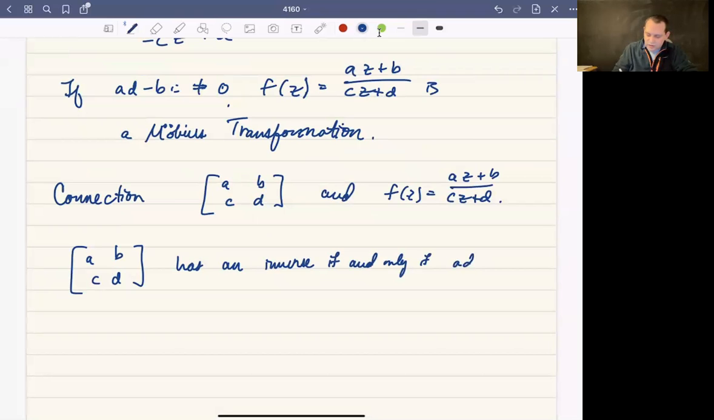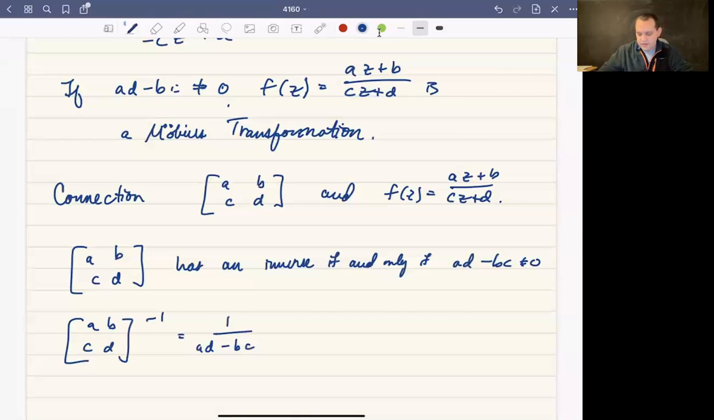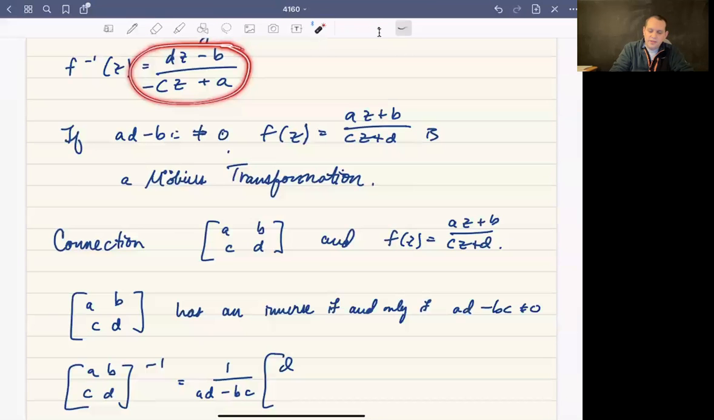And moreover, the inverse is given by 1 over the determinant of A. In this case, the determinant is ad minus bc, and since it's non-zero, we can divide by it. What you do is you switch the roles of a and d, and then you make the b and the c negative. That's exactly the role of the inverse here. So if you notice, we switched a and d, and the b and c terms we made negative. So there's something going on here, some sort of connection between Mobius transformations and 2x2 matrices.